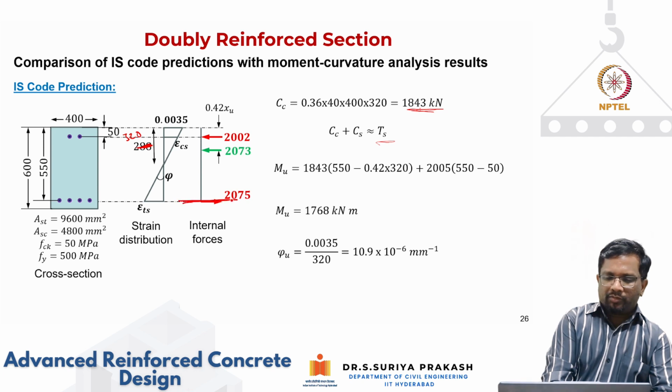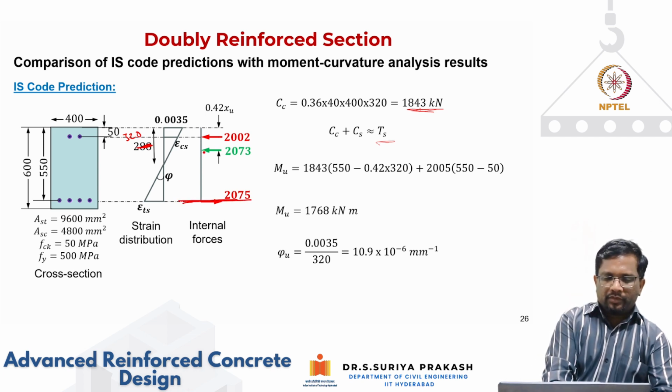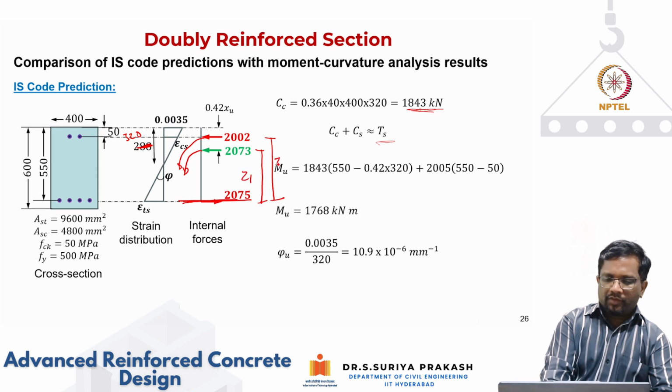I can take moment resistance about this point. Now you will have two things, okay? Basically, the concrete force is going to create a lever arm like this, and then the tension force is going to create a moment resistance with this lever arm. Now, let's see, Z1 and Z2.